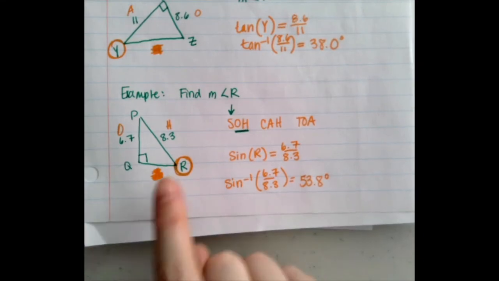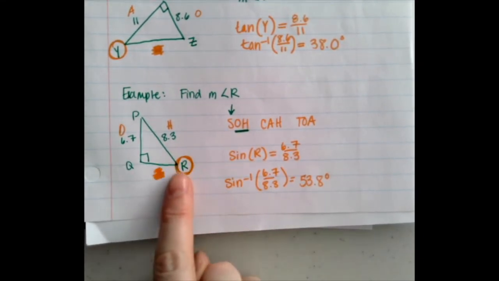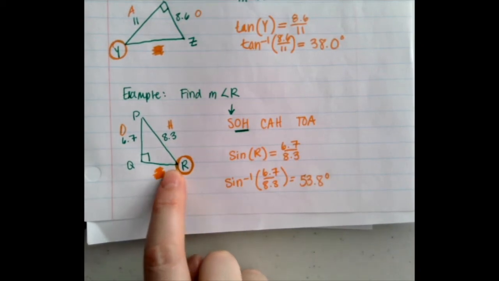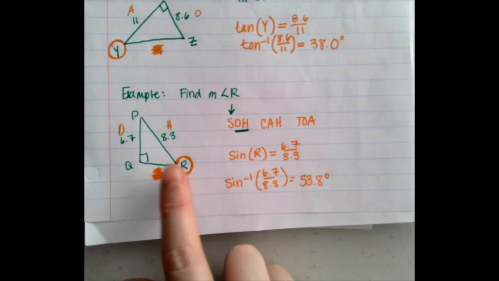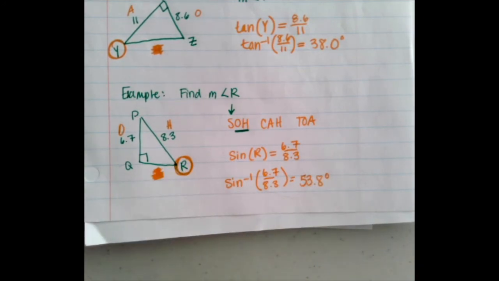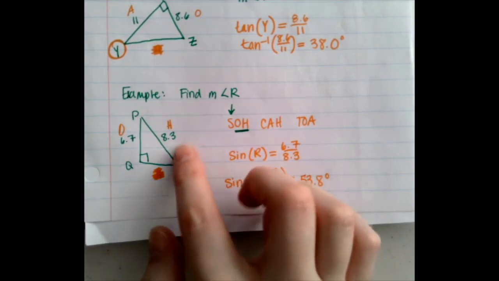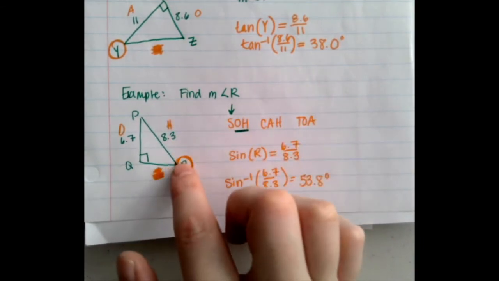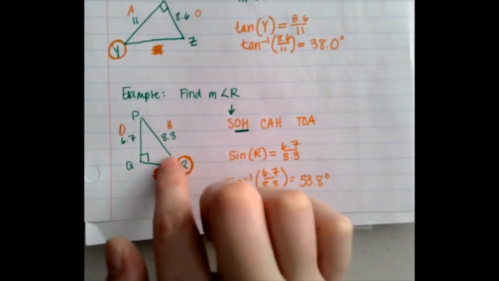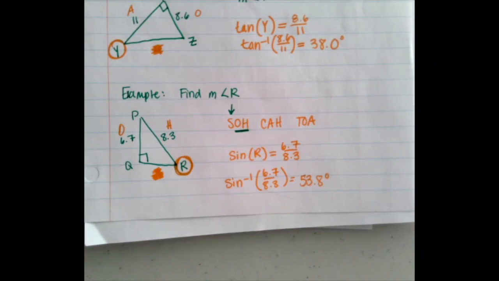And I always like to look to see if my angle makes sense. So 53.8, looking at this picture, I know my picture is not perfect, but it does look like this could be 53.8 degrees. So remember, like a 90-degree angle would be straight up. 45 is kind of halfway, so this looks about to be 50 degrees. So I like that answer.